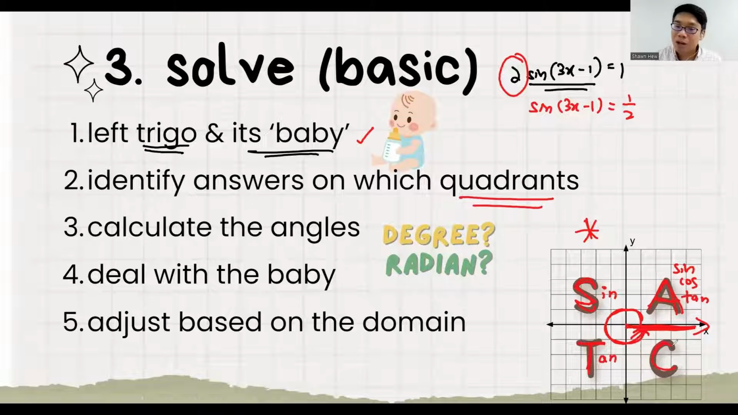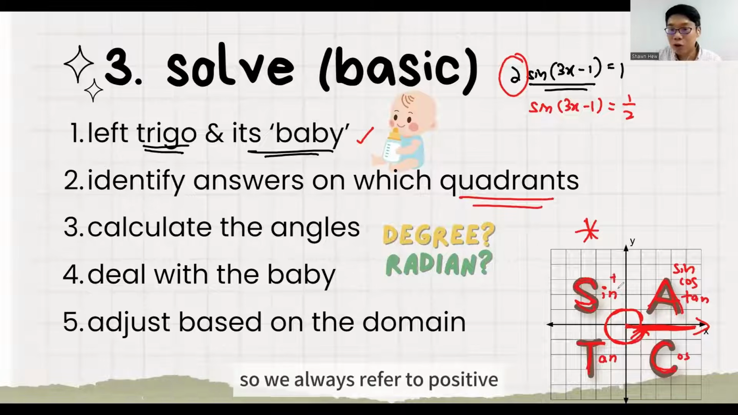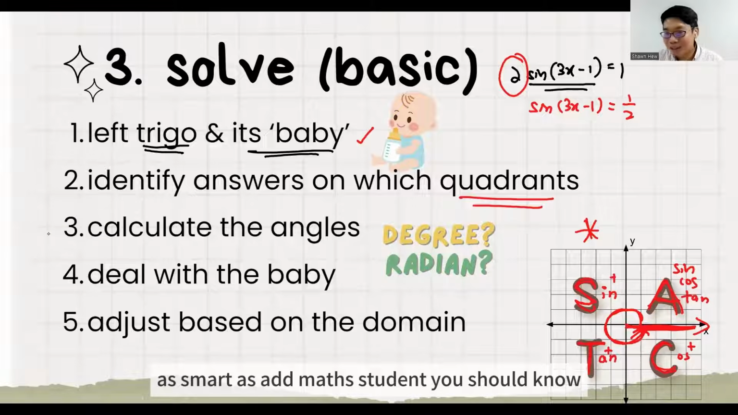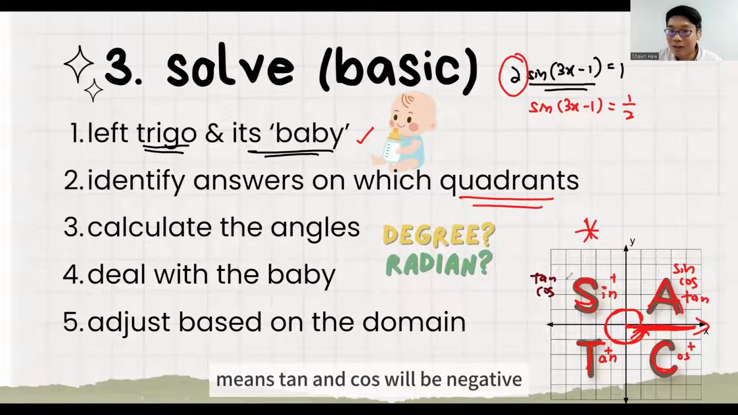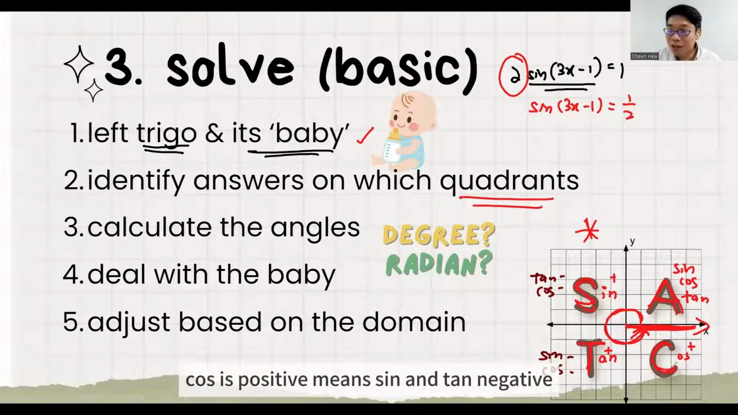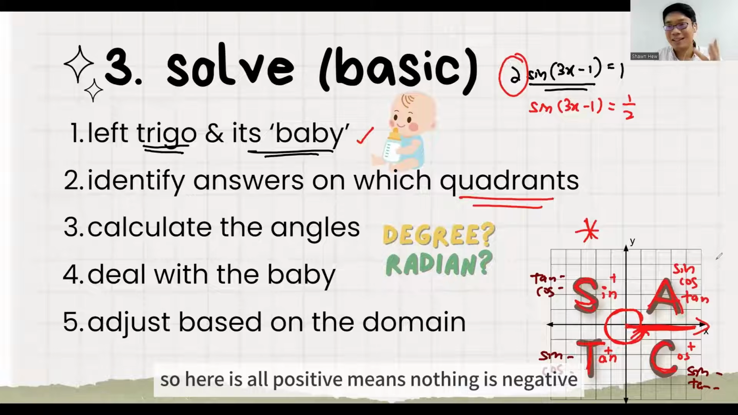And last, C. C means only cos gives you a positive value, so we always refer to positive. Then of course, as a math student, you should know where the negatives are. If sine is positive here, it means tangent and cos are negative. Agree or not? If tangent is positive, sine and cos are negative. If cos is positive, sine and tangent are negative. Here, all positive means nothing is negative.